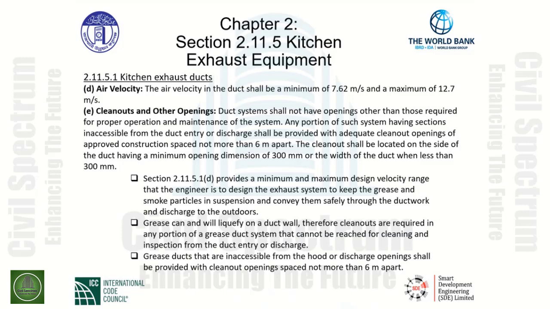Item D is air velocity. The velocity in the duct shall be a minimum of 7.62 meters per second and a maximum of 12.7 meters per second. This allows the designer, of course, to pick a range based upon the application as a minimum and maximum for the design. Item E, cleanouts and other openings.